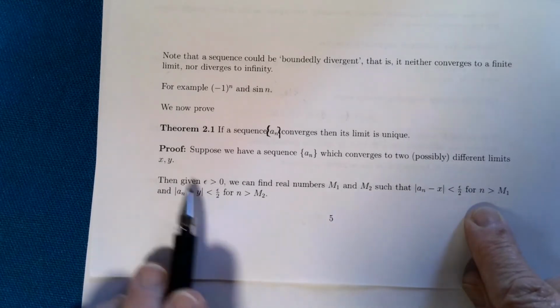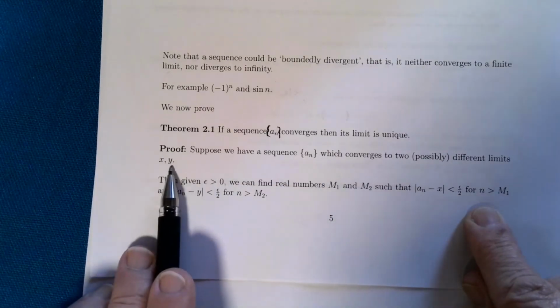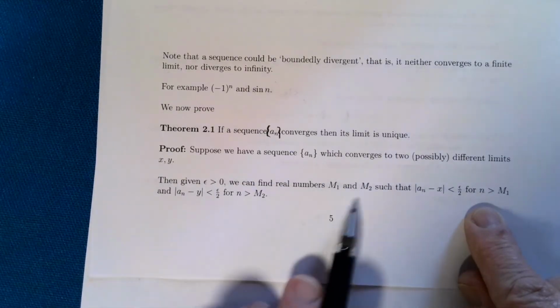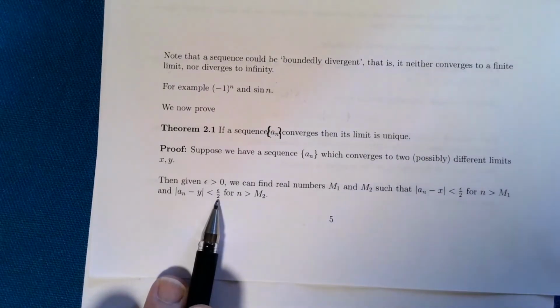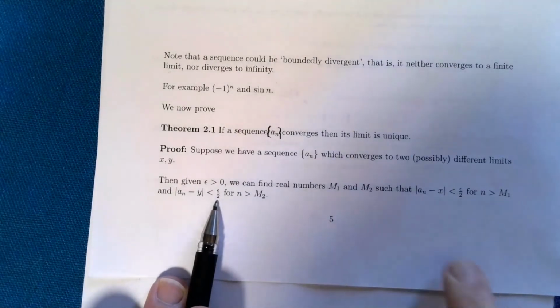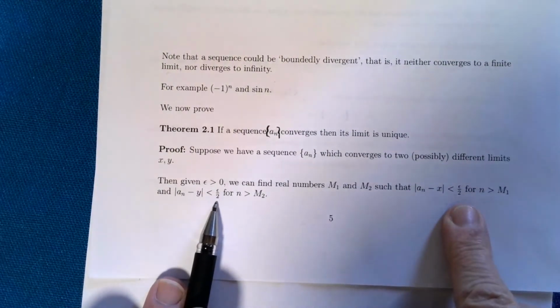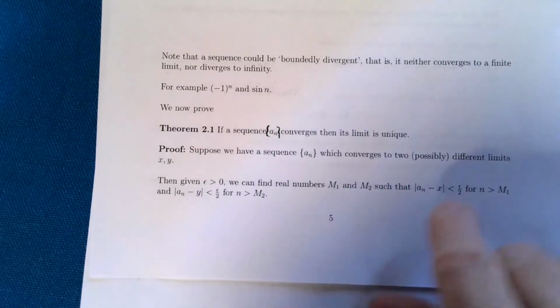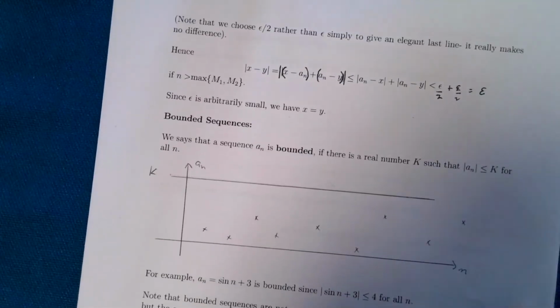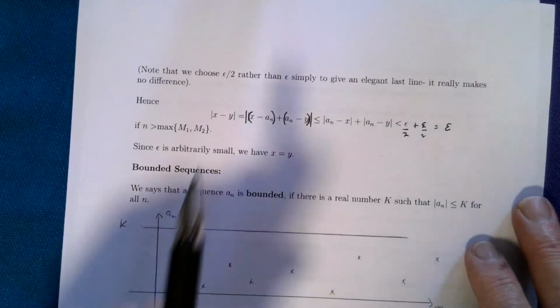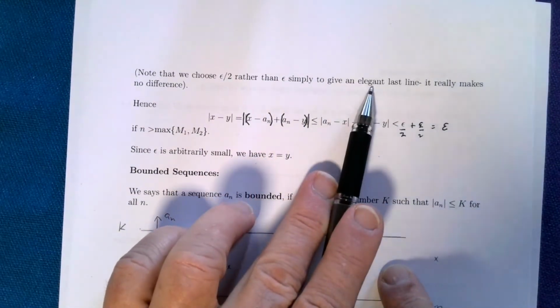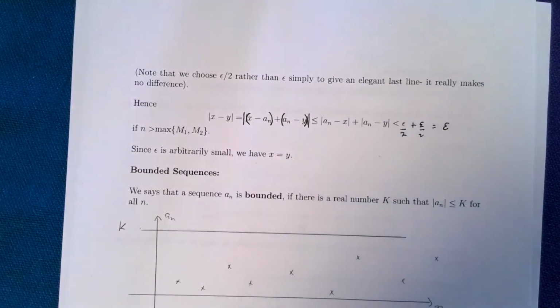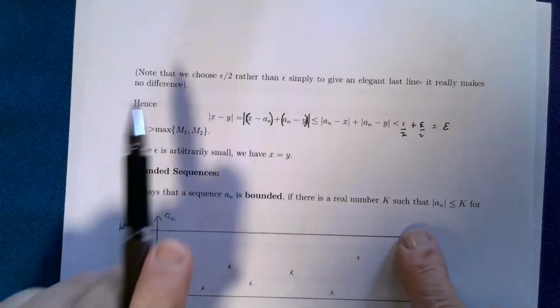And then similarly, this sequence a_n goes to y, so that means eventually there is some m2. Once I go past there, the difference between a_n and y is less than epsilon on 2. So I'm just making the width of the band half of what it was if I just had epsilon. Okay, so we keep those in mind. I mention here that I choose epsilon on 2 rather than epsilon simply to give an elegant last line. It really doesn't make any difference. I'm just making the band a bit thinner.